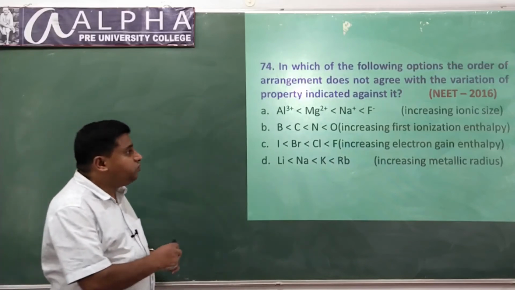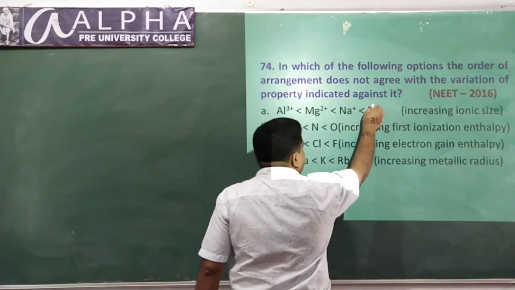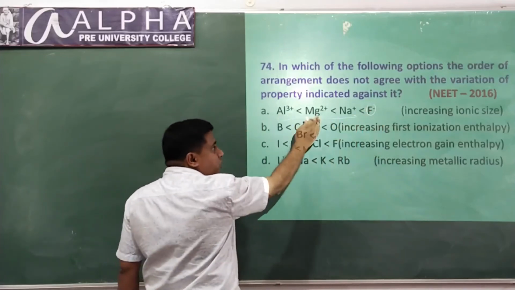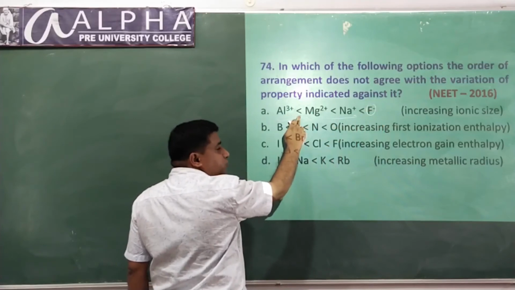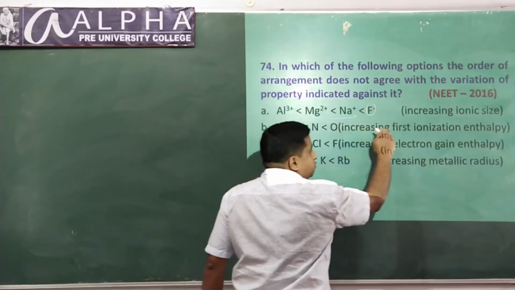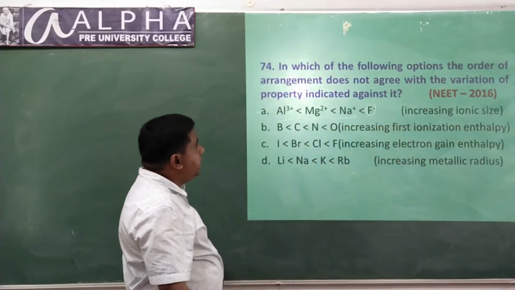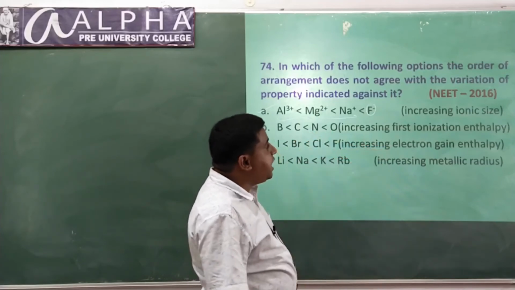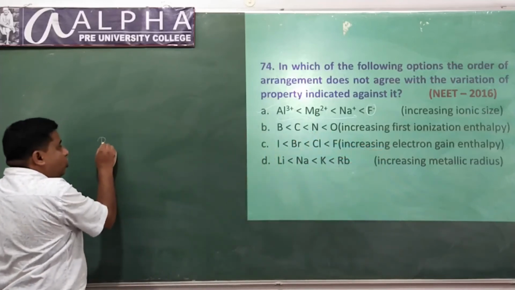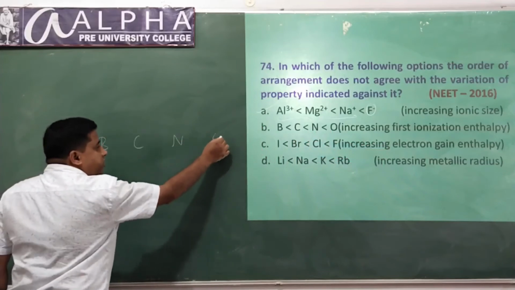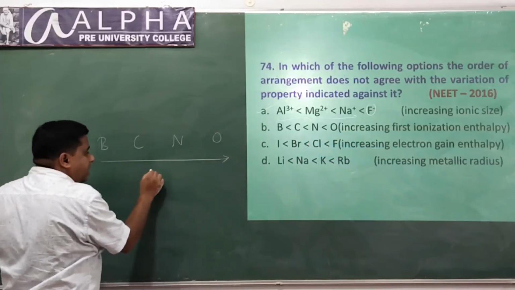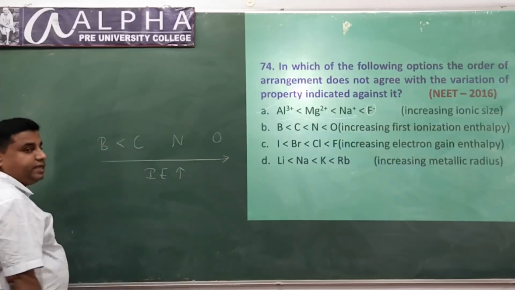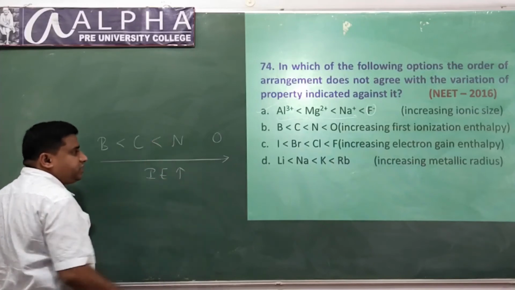We know, students, anions are bigger than cations. Also among cations, the higher the positive charge, the smaller the size. That means this property is correct. Next, we have boron, carbon, nitrogen, oxygen, in increasing first ionization enthalpy. No doubt along the period, ionization enthalpy should increase. From boron to carbon, it increases. From carbon to nitrogen, it increases.